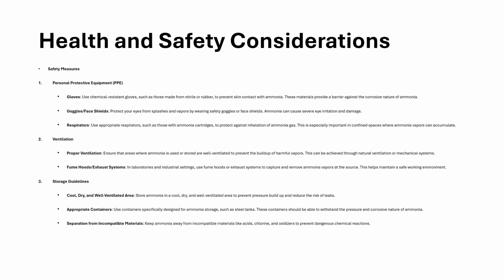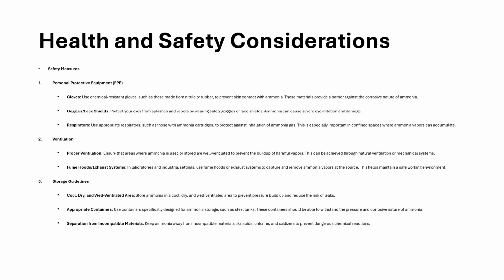Here are some health and safety considerations to think about when using ammonia. Personal protective equipment, or PPE. Always use chemical-resistant gloves, such as those made from nitrile or rubber, to prevent skin contact with ammonia. These materials provide a barrier against the corrosive nature of ammonia. Goggles and face shields protect your eyes from splashes and vapors. By wearing safety goggles or face shields, you guard against severe eye irritation and damage.